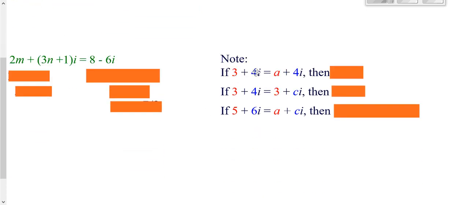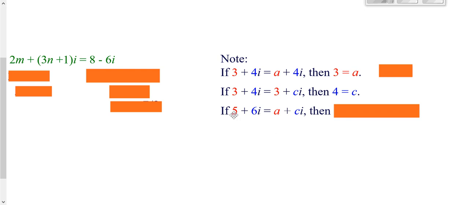So, down below here, we're going to do a side note before we try this problem over here. If I said 3 plus 4i is equal to some unknown number a plus 4i, well, if the i's are the same and these complex numbers are the same, that means your 3 would have to be the same as a. Or vice versa, if I had said 3 plus 4i is equal to 3 plus some unknown number c times i, since they're equal and the 3's are the same, you would know what's in front of your i's would have to be the same. So your 4 would have to be the same as c.